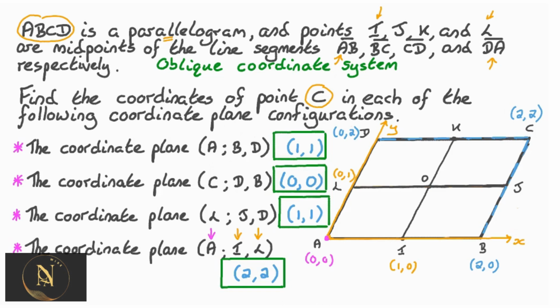Point C has coordinates 1, 1, 0, 0, 1, 1 and 2, 2 in the 4 given oblique coordinate planes.